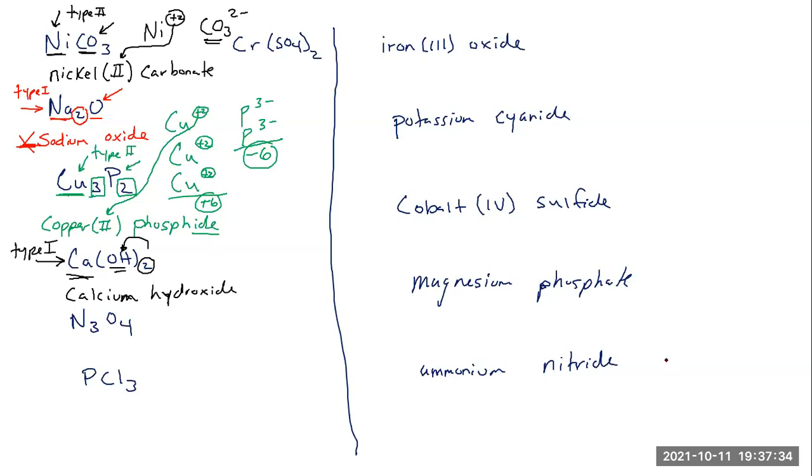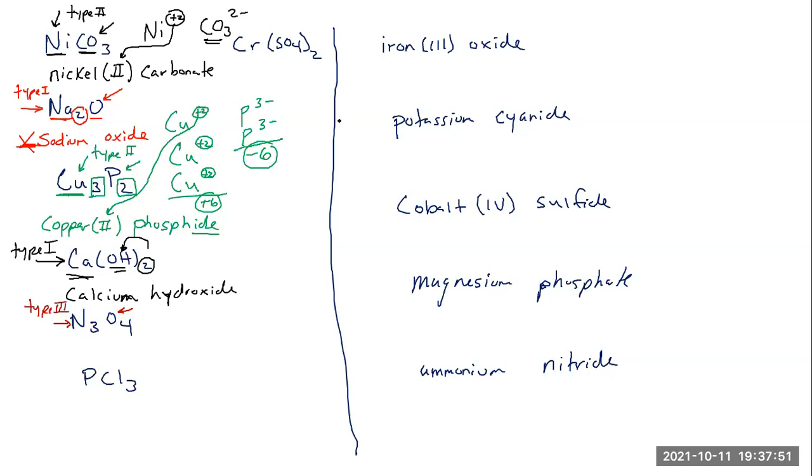Coming to our next one here, I see nitrogen, which is a nonmetal. I see oxygen, which is also a nonmetal. Both of those tell me that this is a type 3 compound.